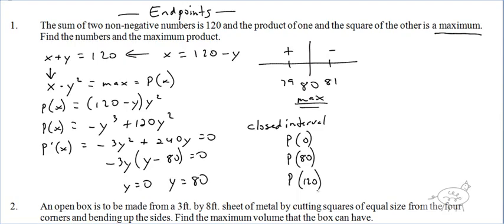So the smallest it can be is 0, the biggest it can be is 120, and then I'm testing the 80 in there. If I take these and plug them back into the original equation, I get 0, because it's the product of one and the square of the other. You just plug it in and you see it's 0. And if I plug the 80 in there, I get 256,000.